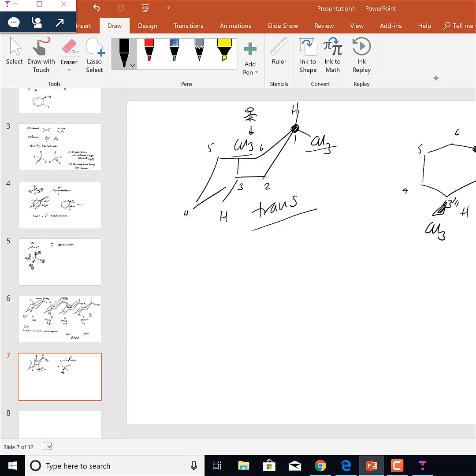Okay. So you have to be able to go from this to this and from chairs to flats. So flat cyclohexanes. We'll have to do that in the next chapter. Any questions? So it'll be a take-home quiz. It'll be due Wednesday for that.